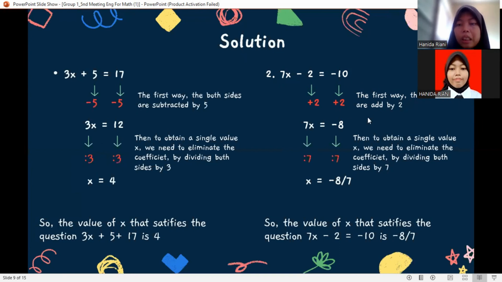First, add both sides by 2. So we have 7x equals minus x. Then to obtain a single value x, we need to eliminate the coefficient by dividing both sides by 7. And the value x is minus x divided by 7. So the value of x that satisfies the equation 7x minus 2 equals minus 10 is minus x per 7.